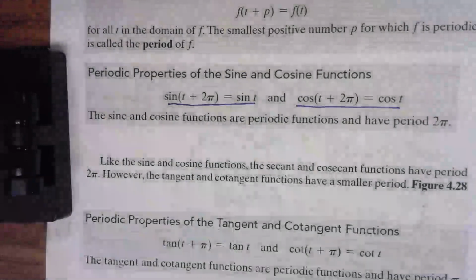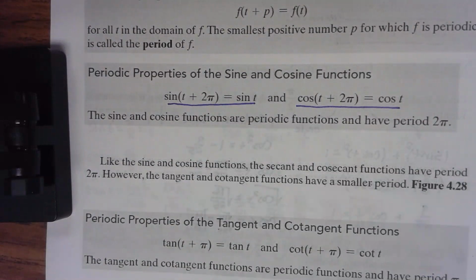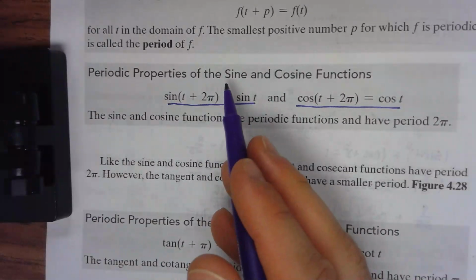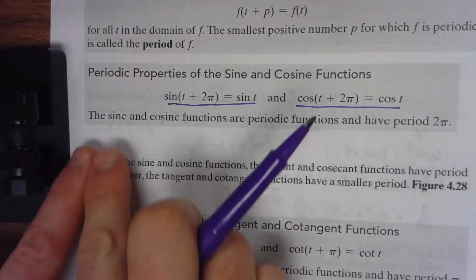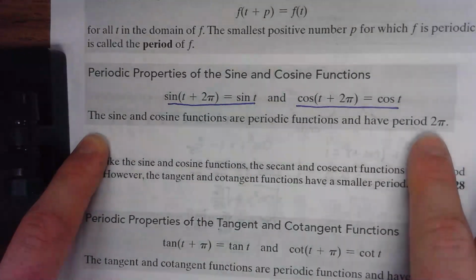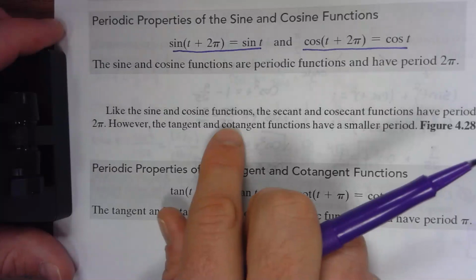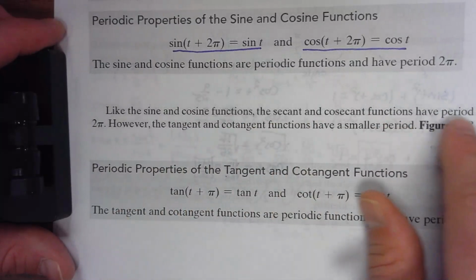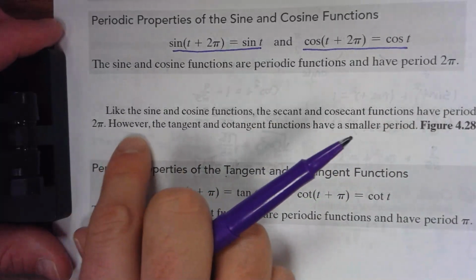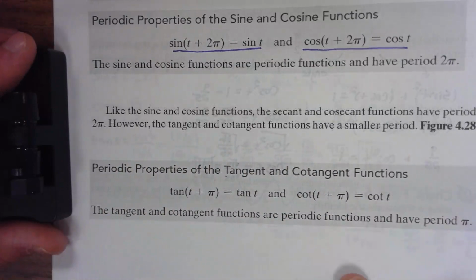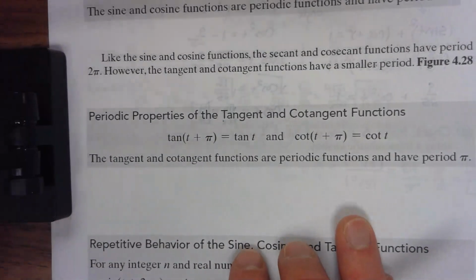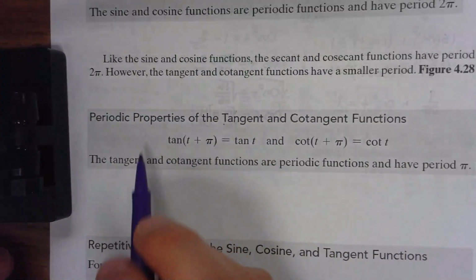But basically, if we want to find sine and cosine of higher angles, we can find the coterminal angle and come up with that value. That's what this is saying. Sine and cosine repeat every 2 pi, right? Like sine and cosine, secant and cosecant functions have a period of 2 pi. However, tangent and cotangent have a smaller period. Tangent and cotangent have a period of pi.